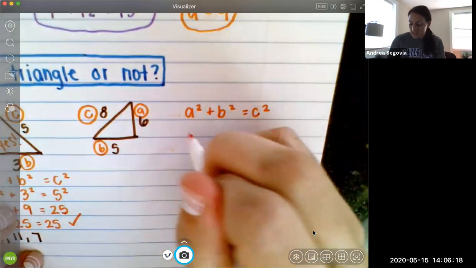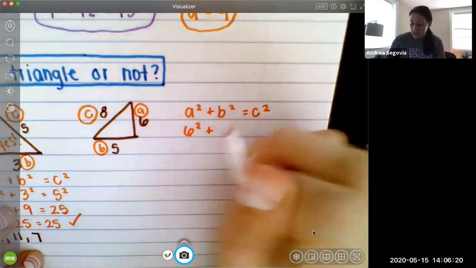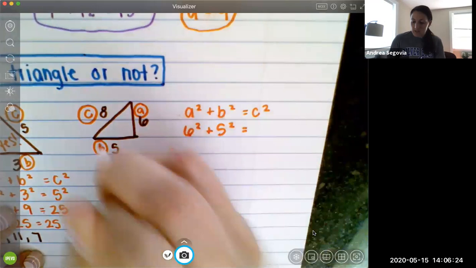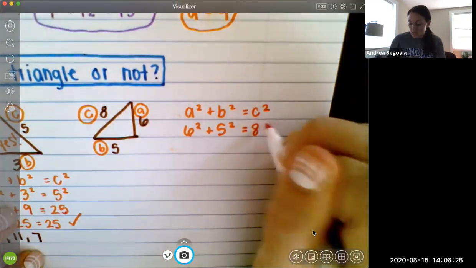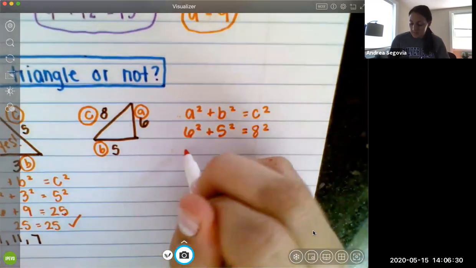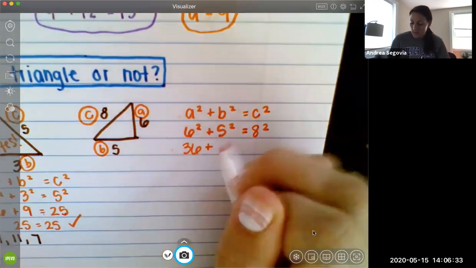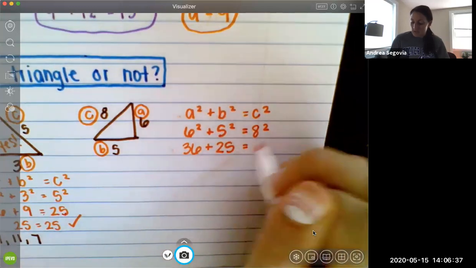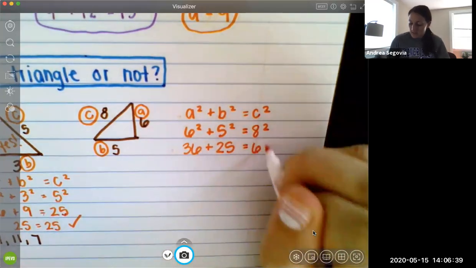A we said is 6. 6 squared plus B, we said was 5, 5 squared equals C, we said was 8, 8 squared. All right, let's simplify and see if it's true. 6 squared is 36 plus 5 squared is 25 equals 8 squared is 64.